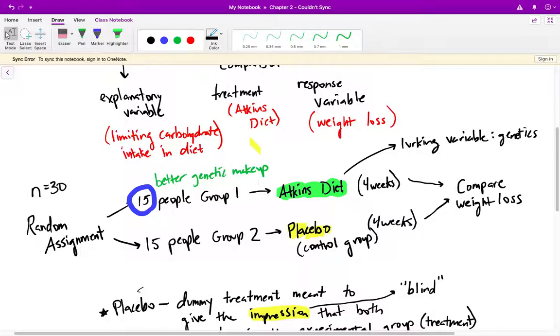So again, I can't say for certain that it's solely the Atkins diet that is having them lose weight. The lurking variable in this case would be genetics, because it does explain how the response variable, the weight loss, would act, but it's not studied in our experiment.